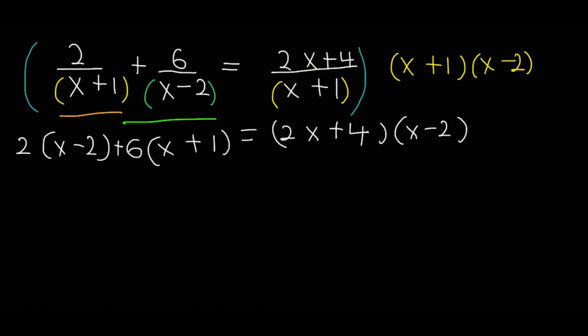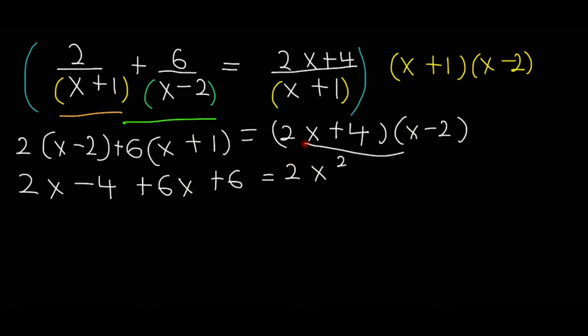So we have 2 at x minus 2. And then from there, we multiply the brackets. We have 2 times x, so 2 times x is 2x. And then 2 times minus 2 is minus 4. And then 6 times x is 6x, and 6 times 1 is 6. Then 2x times x is positive 2x squared, and 2x times minus 2 is minus 4x, and then 4 times x is positive 4x, and 4 times minus 2 is minus 8.